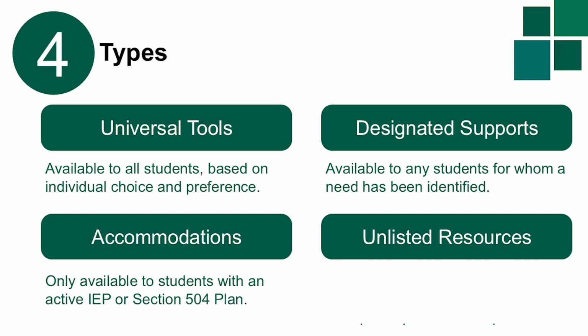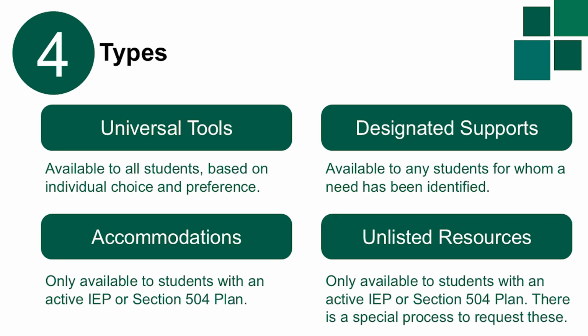The last level is unlisted resources. They shall be made available if specified in the eligible student's IEP or Section 504 plan and if they do not violate test security. They are available only with approval from the CDE. Unlisted resources are resources that are not already identified as a universal tool, designated support, or accommodation. There is a special process involved in requesting unlisted resources, which we won't go into for this introduction video.